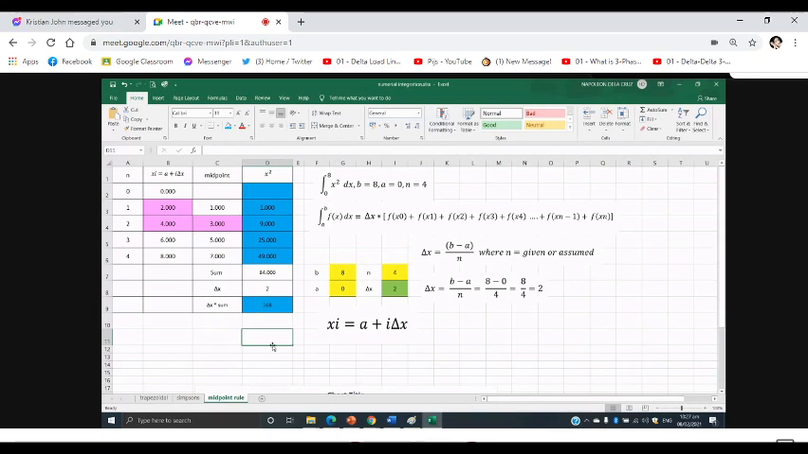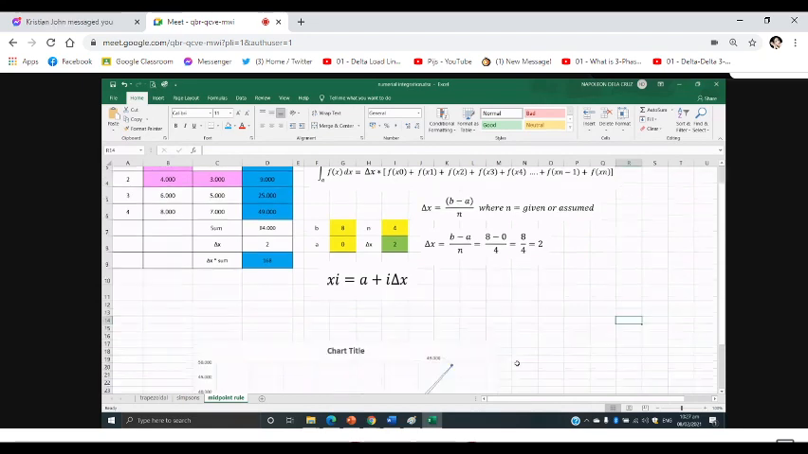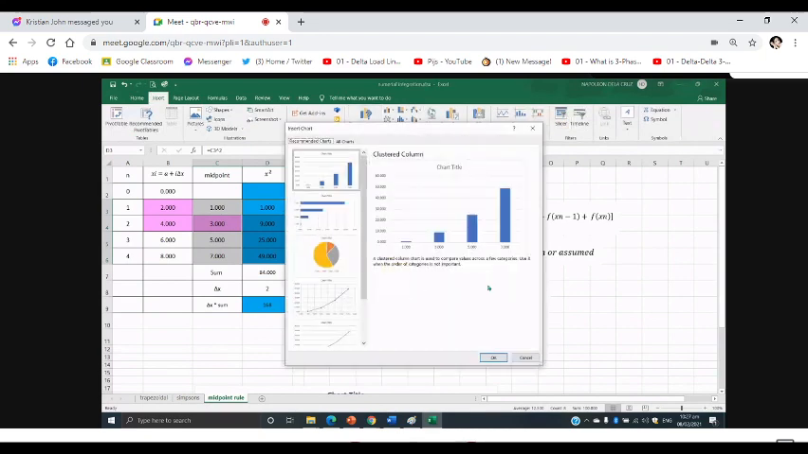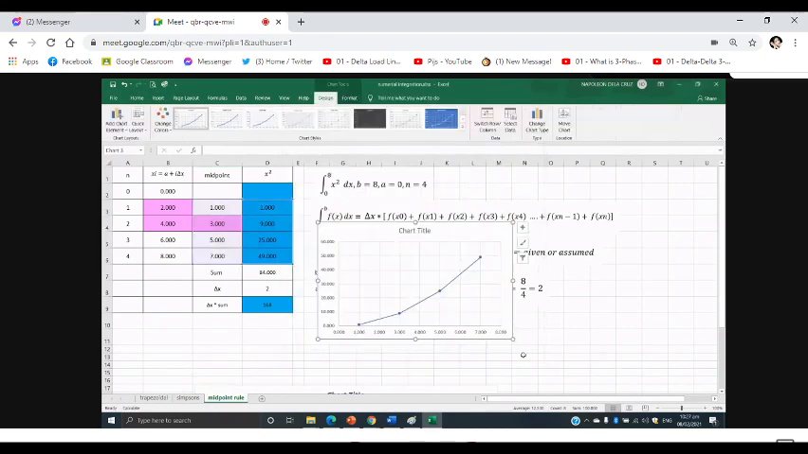Okay? That's it. Punta tayo dun sa ano, kunin natin yung curve. Kunin nga itong midpoint, at saka ito, kunin nga ito, kunin nga ito, at saka ito. Then insert recommended chart. You use this chart. Okay, ayun ang ating curve.